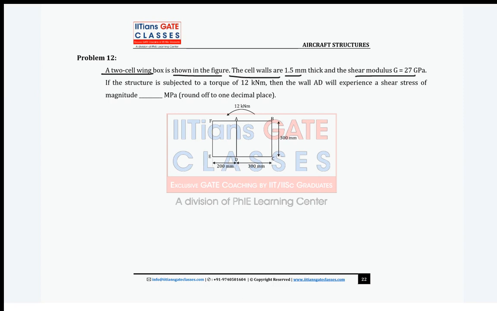If the structure is subjected to a torque of 12 kilonewton meter, then the wall AD will experience a shear stress of magnitude. So guys, which is the wall AD? This is the wall AD, right? So they ask what is the shear stress induced in this wall AD.